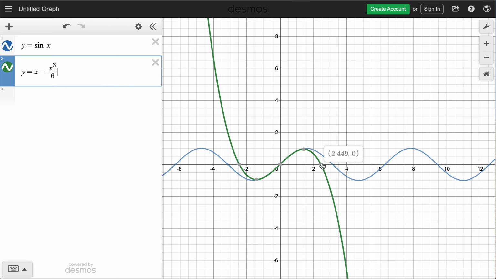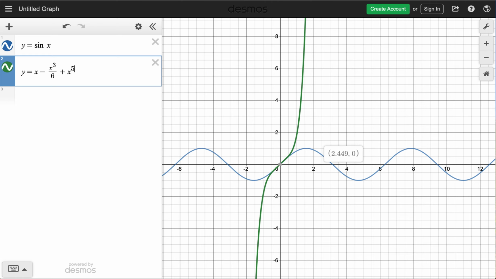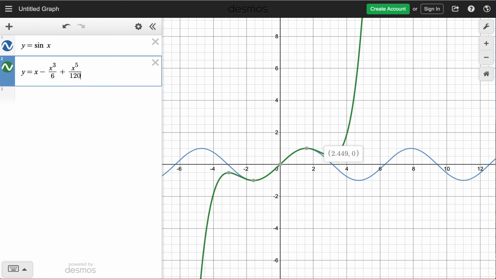So let's add another term. Now, we missed out x squared, so I'm going to miss out x to the power 4 and go straight to the power 5. Oh, that's gone shooting off again. So let's temper him again, by dividing him by something. So this time I'm going to divide him by 120. Don't ask me why at the moment. All that will be revealed later. And look, that's looking really good now.